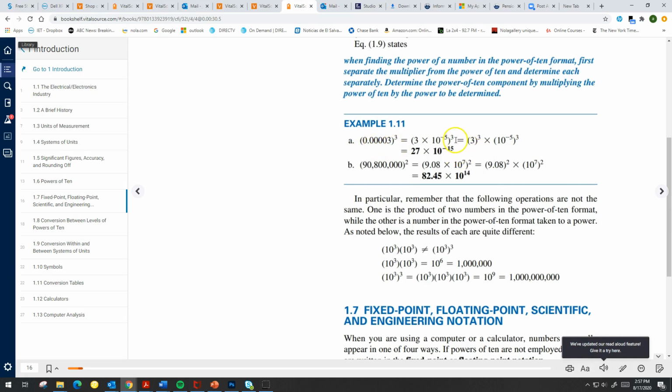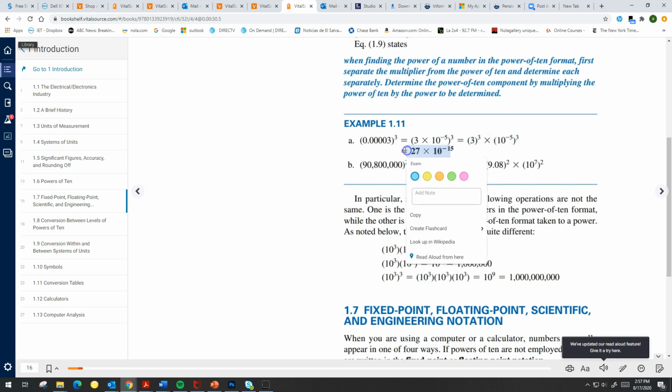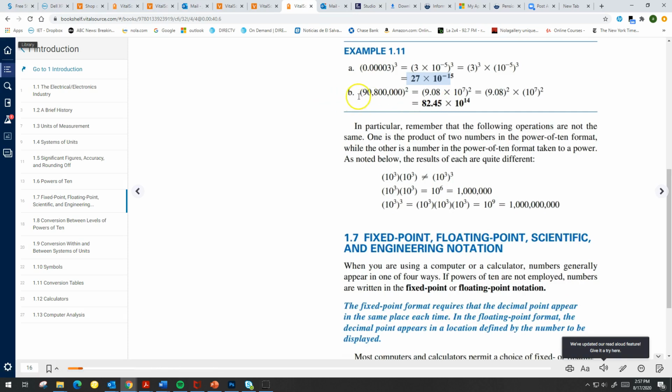So this whole number is raised to the power of 3. I'm going to raise each of the parts, the integer part, which is 3, to the power of 3, and then the power of 10 part to the power of 3. And if I follow the rules as I did before, I just multiply the exponents. So this will give me minus 15, and this will give me 27, and that's the answer. Okay. And again, I'm going to leave part B of this example for you to practice.